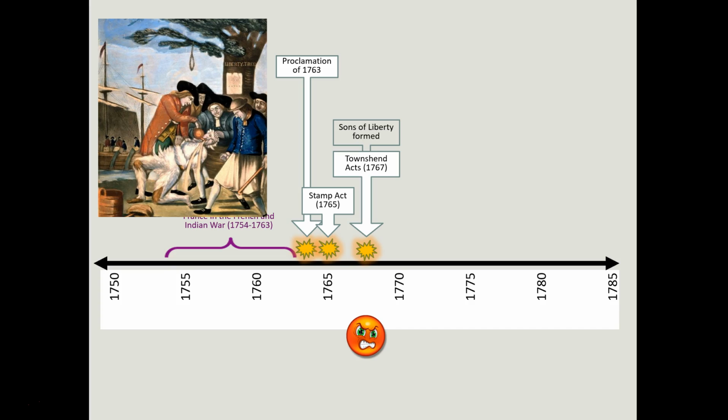And tea. These guys are British citizens. They love their tea, and now they've got to pay even more money to get their tea than before. This makes some of the colonists so angry that they form a patriotic organization to fight the British called the Sons of Liberty, led by Sam Adams and his cousin John Adams.